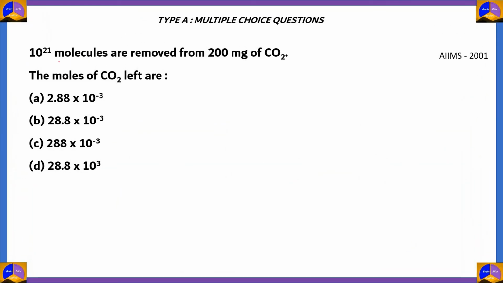Next question. 10 raised to 21 molecules are removed from 200 milligrams of CO2. The moles of CO2 left are? We're given 10 raised to 21 molecules and 200 milligrams of CO2, but we have to find the moles of CO2 left. So these have to be converted into moles. That's what we'll do first.